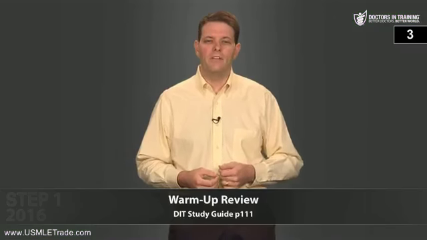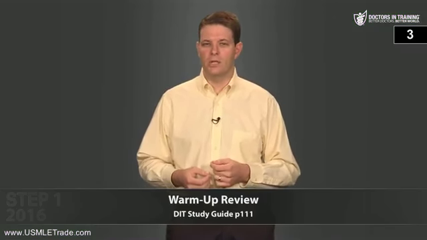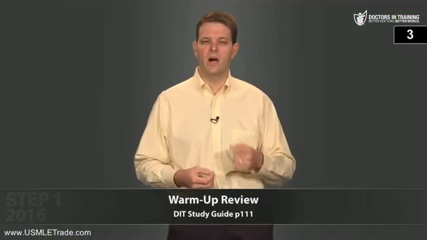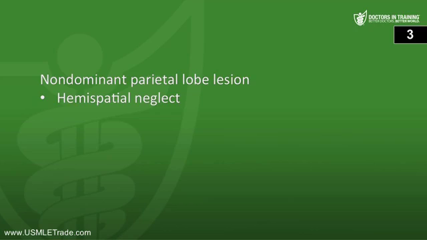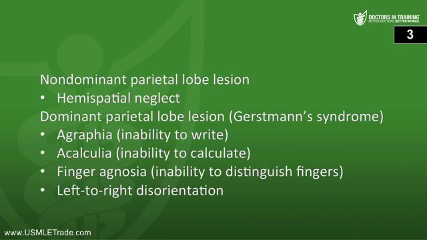The last one, how does the presentation of a dominant parietal lobe lesion differ from the presentation of a non-dominant parietal lobe lesion? The non-dominant parietal lobe is typically the right parietal lobe. And the lesion there is going to cause hemispatial neglect, where the patient ignores or neglects the contralateral side of the world. And then a lesion in the dominant parietal lobe, which is typically the left parietal lobe, causes Gerstmann syndrome: agraphia, acalculia, finger agnosia, and left-to-right disorientation.